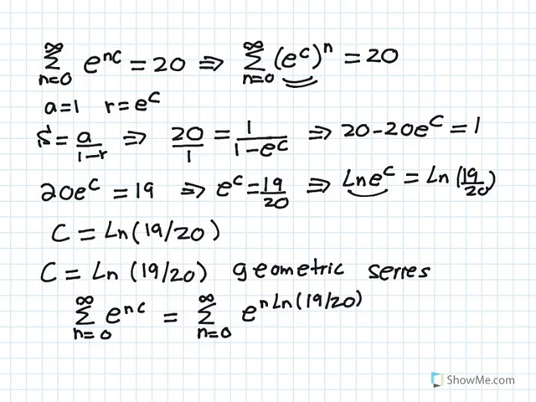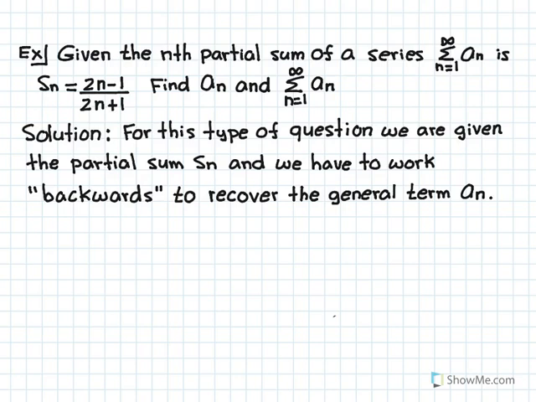This infinite geometric series converges and has a sum of 20. All right, let's look at another example. Here we have the nth partial sum of a series, summation an, given as Sn equals (2n minus 1) divided by (2n plus 1). Our job is to find the nth term, an, and we also want to find summation an, the sum of this series.